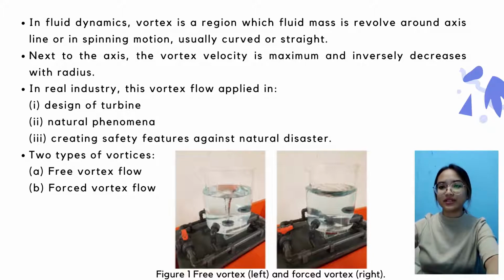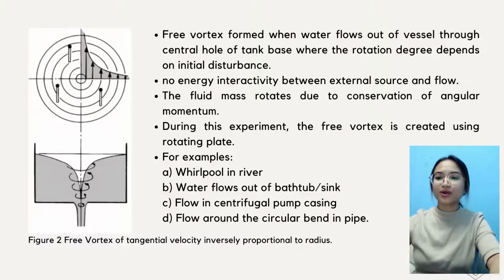There are two types of vortices, which are free vortex flow and forced vortex flow. As shown in the figure below, the left side is the free vortex and the right side is the forced vortex. Free vortex forms when water flows out of a vessel through the central hole of the tank base, where the rotation degree depends on initial disturbance. In free vortex flow, there is no energy interaction between an external source and the flow. The rotation is caused either by internal action or some rotation imparted before. The fluid mass rotates due to conservation of angular momentum.